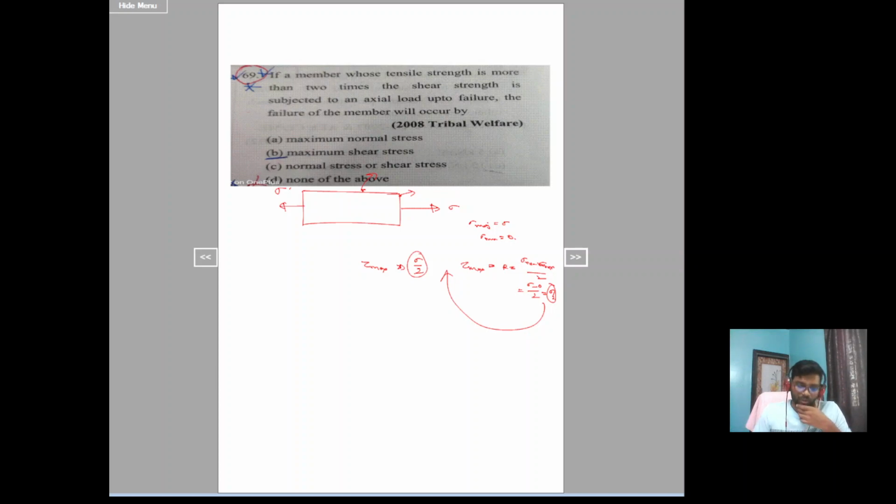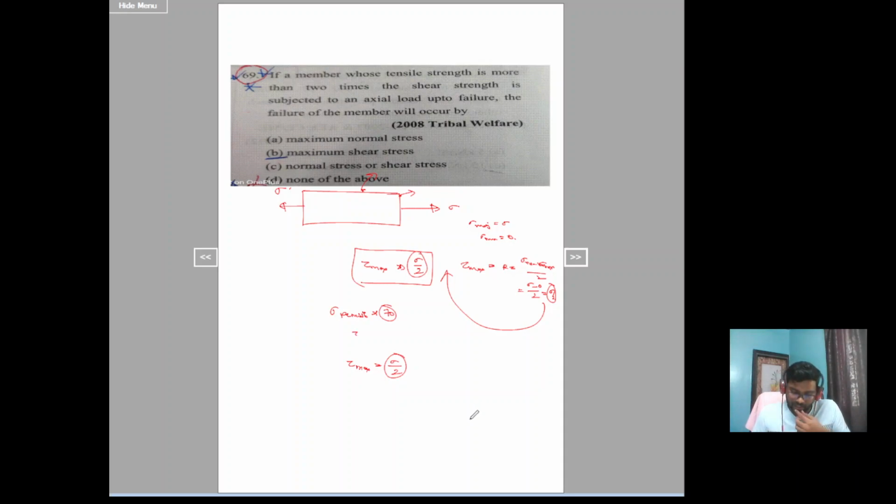Let's now see, he is mentioning the tensile strength is more than 2 times the shear strength. But tau max is equal to sigma by 2. So let's discuss it by taking some values. Let's take the tensile strength, that is sigma permissible of this member, as 70. So tau max will be equal to whatever sigma you apply, divided by 2.